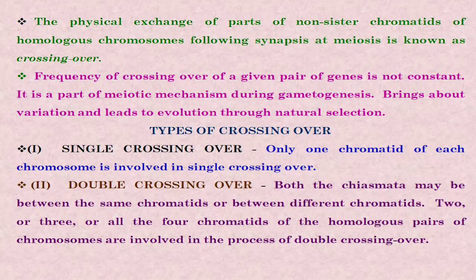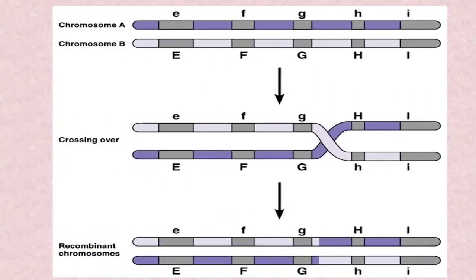Coming to crossing over, there may be single crossing over or multiple or double crossing over. When only one chromatid of each chromosome is involved, this is called single crossing over. Both the chiasmata may be between the same chromatids or between different chromatids. When all 3 or 4 chromatids are involved, this is the process of double crossing over. See the arrangement of the genes, EFGHI. After crossing over, instead of this, the H and I will come here. This will be the centromere, the chromatid, the double crossing over. That means crossing over occurs in 2 places between the non-sister homologous chromosomes.